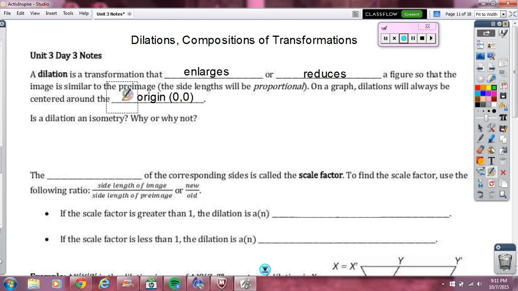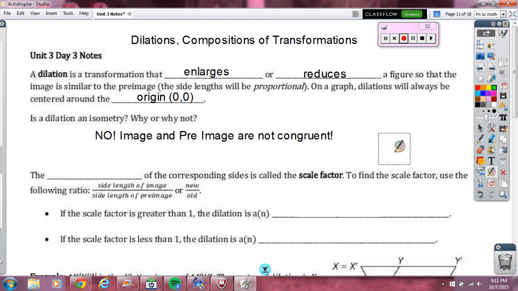And when you think about whether or not a dilation is an isometry, we have to think about whether that image and that pre-image are going to be the same size. And obviously, if we're enlarging or reducing something, then they're going to be not congruent, or different sizes.